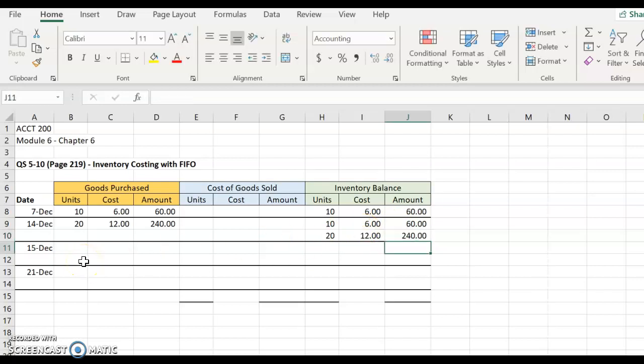On December 15th, we sell 15 units. We're going to take out of our first group first, so we'll take all 10 of those at $6. And we have 5 remaining because we sold a total of 15, so I'll take 5 out of that $12 group.